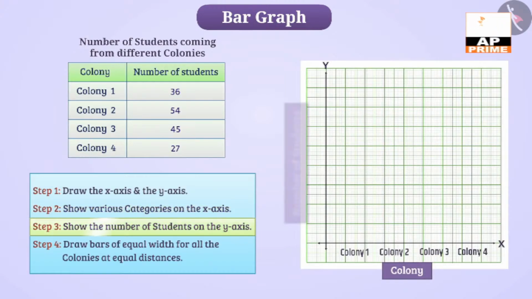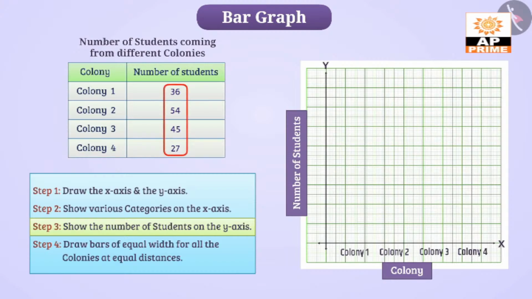We will show the number of students on the y-axis. We will take a convenient scale to represent numerical data correctly. Here, we can take this scale as 1 unit is equal to 9 students, because all the numbers are multiples of 9, so we will be able to represent these numbers. In this way, we will show the numbers 0, 9, 18, etc.